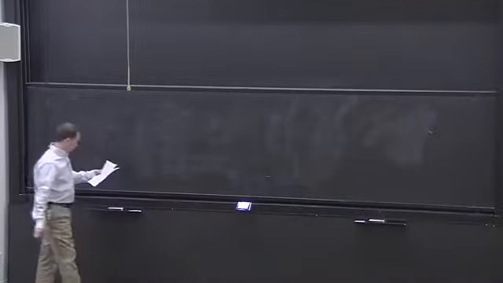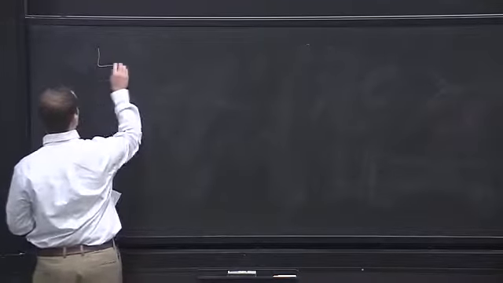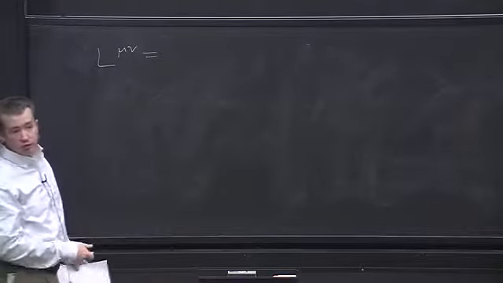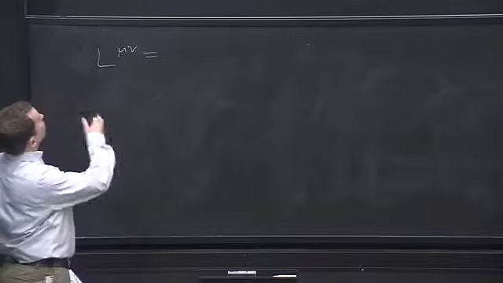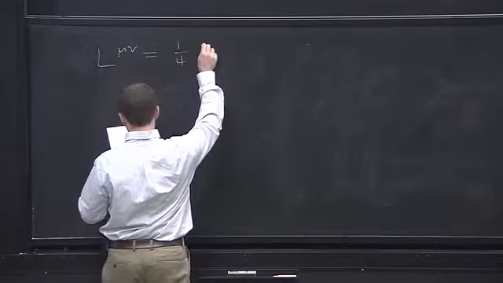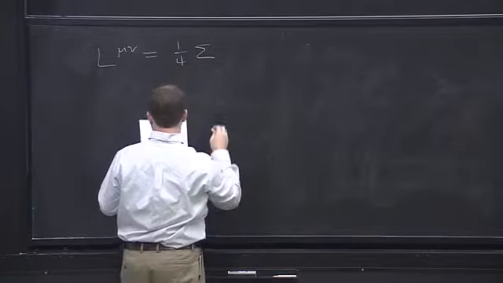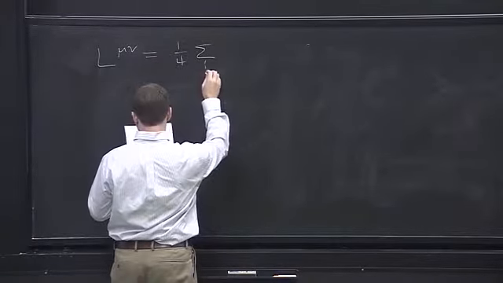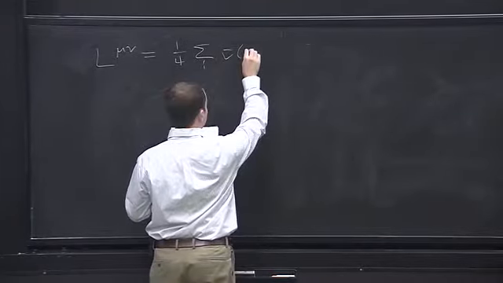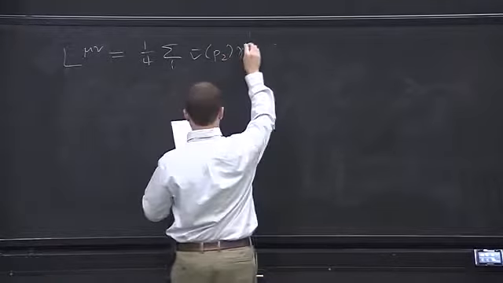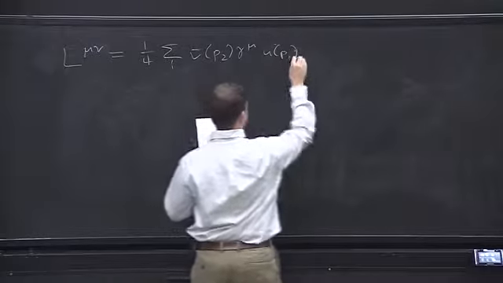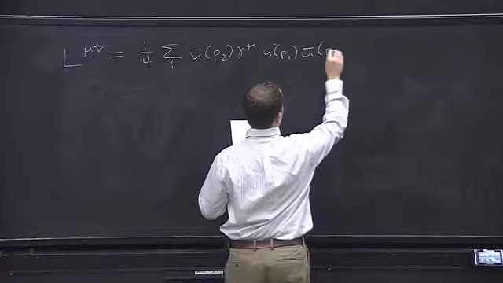Okay. So in the L mu nu, we'll put all of the factors associated with the initial electron. I include the sum over the initial spins, or the averaging over the initial spins, of v bar of p2, gamma mu, u of p1, and square.